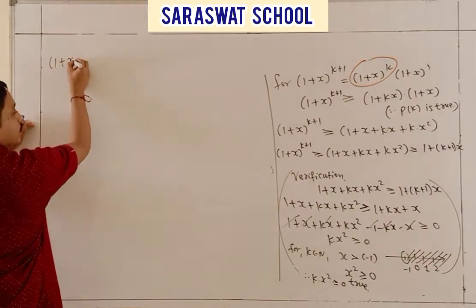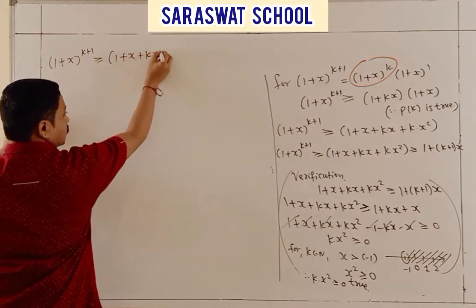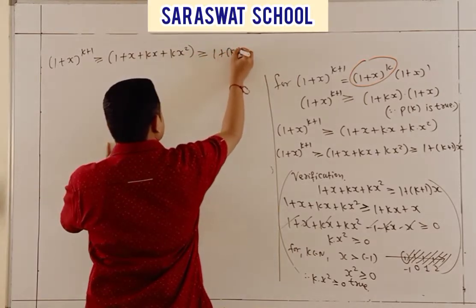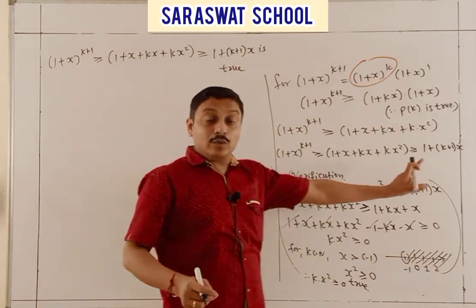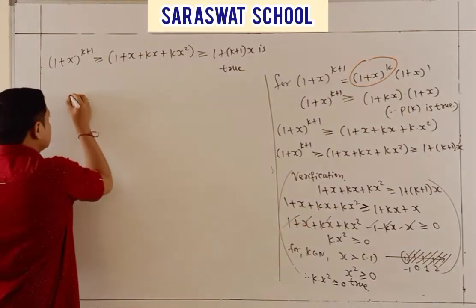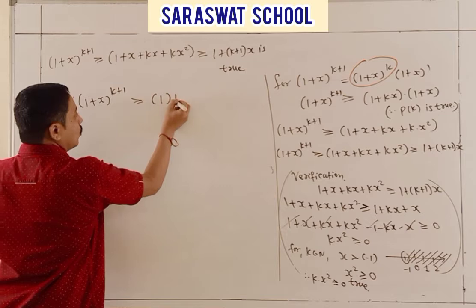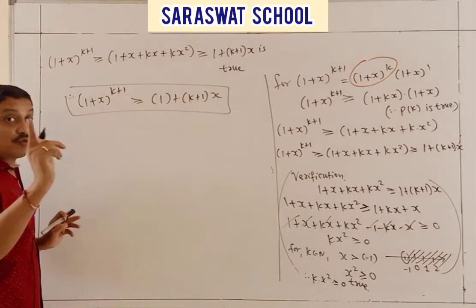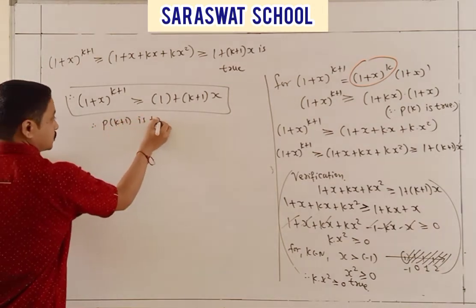1 plus x raised to k plus 1 is greater than... is true. Here I only wrote it down, but now I confirm it is true. So students, we can say 1 plus x raised to k plus 1 is greater than 1 plus k plus 1 times x. And that is your step 3 proving. Therefore, p of k plus 1 is true.